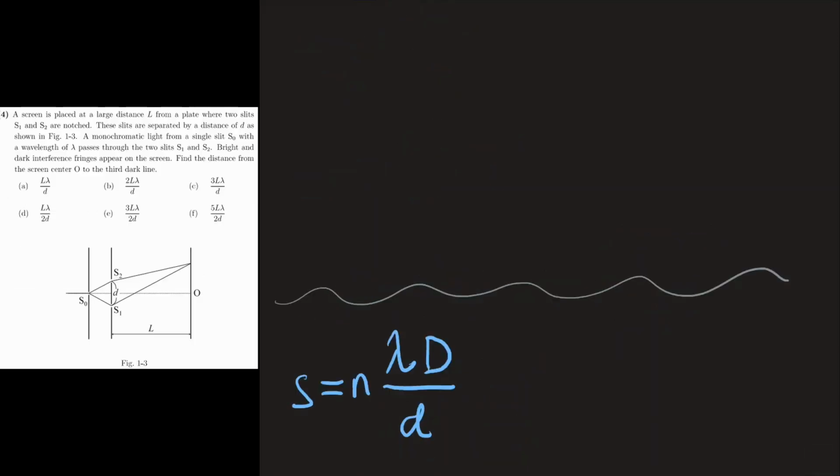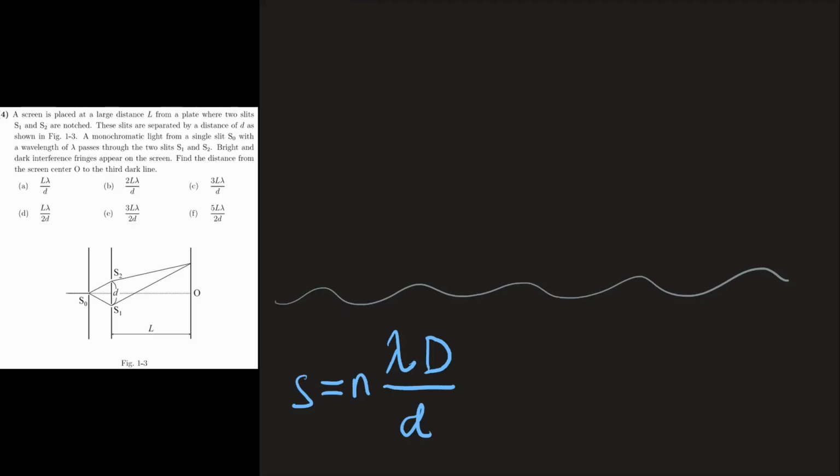Next is question 4, which says, a screen is placed at a large distance L from a plate where two slits S1 and S2 are notched. These slits are separated by a distance of d, as shown in figure 1-3. A monochromatic light from a single slit S0 with a wavelength of lambda passes through the two slits S1 and S2. Bright and dark interference fringes appear on the screen. Find the distance from the screen center O to the third dark line.